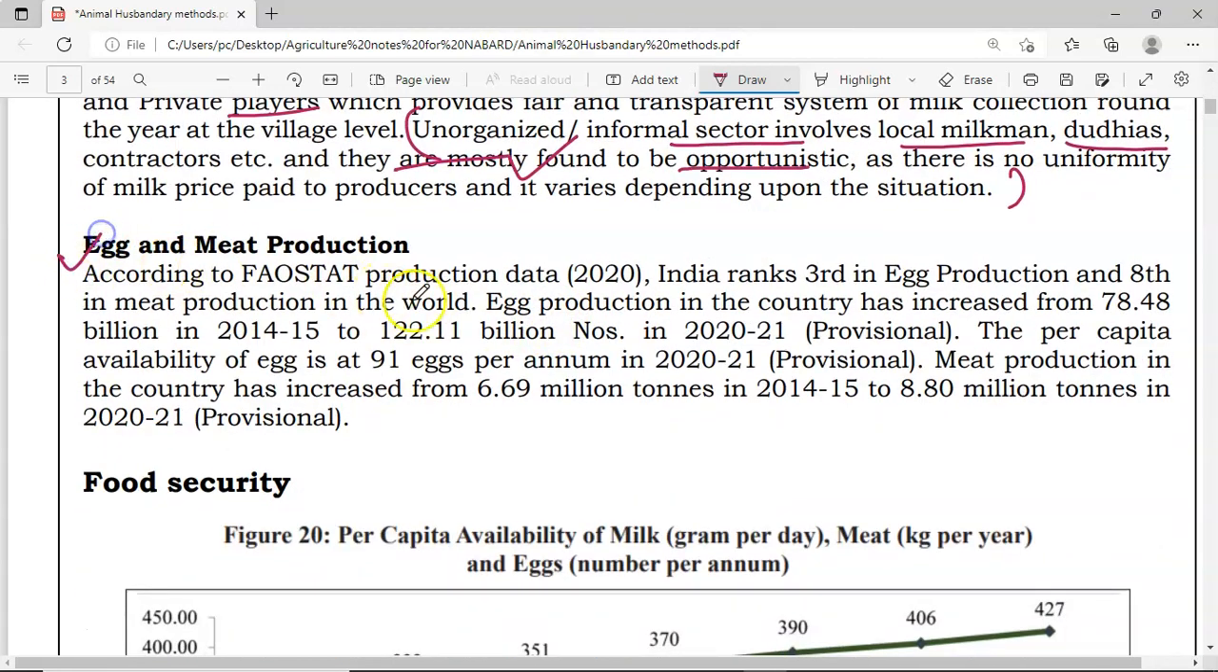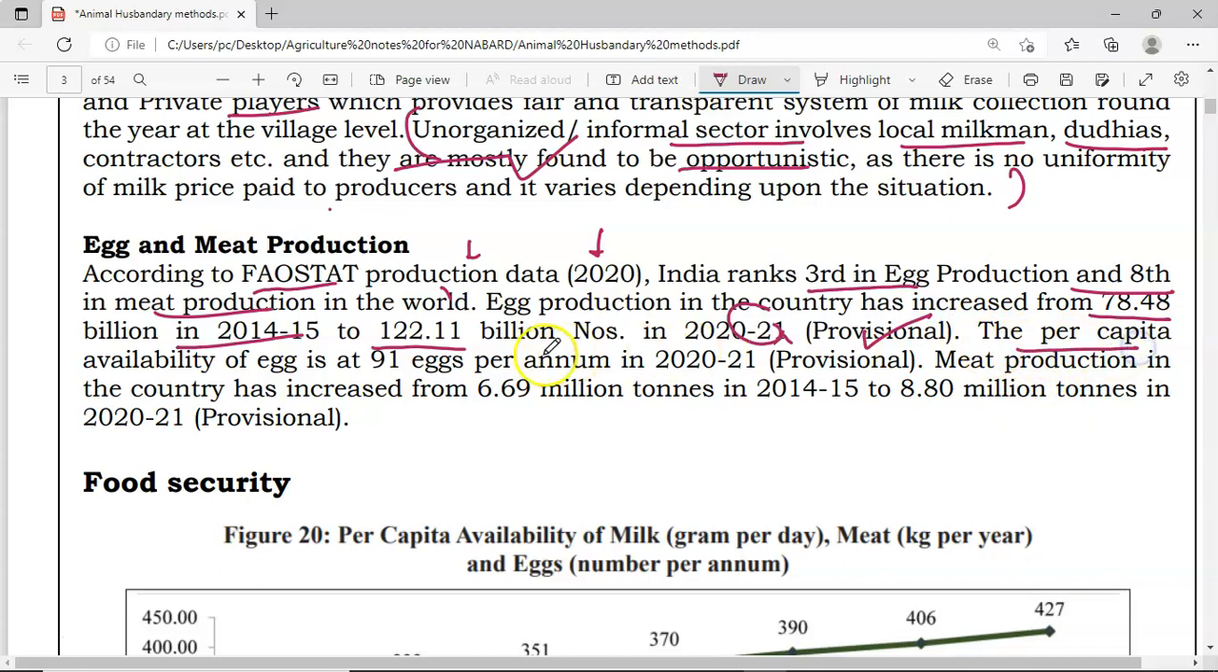What about egg and meat production? According to data provided by the Food and Agriculture Organization, its production statistics compiled in 2022 show that India is third in egg production and eighth in meat production in the world. Egg production in the country has increased from 78.48 billion in 2015 to 122 billion in 2020-21. This is provisional data.